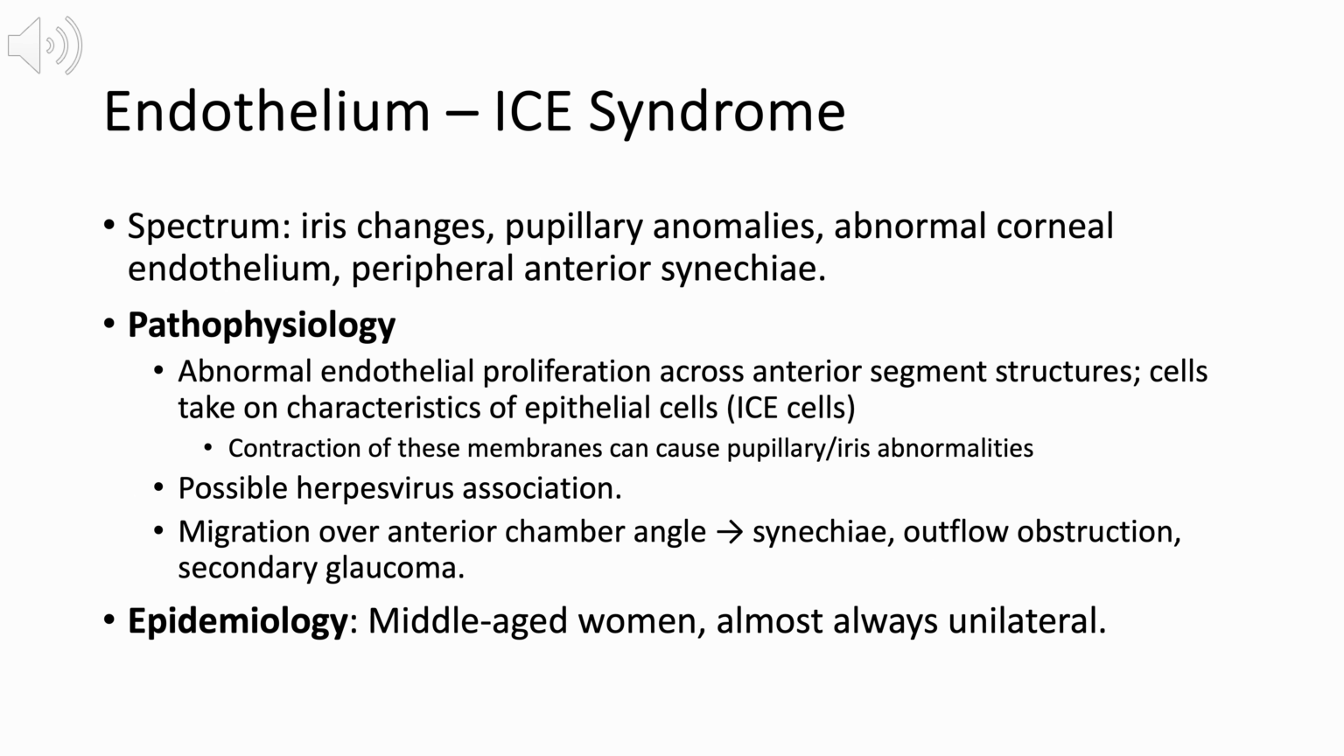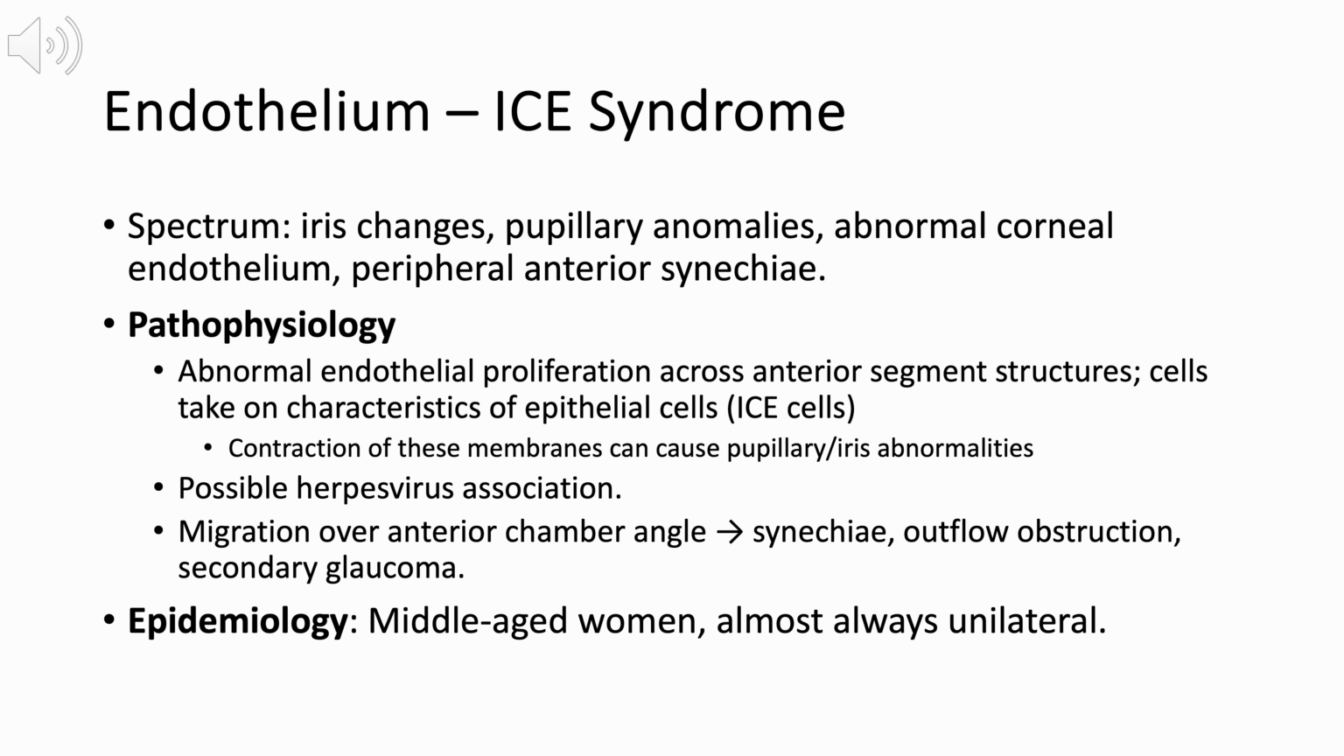Now we turn to ICE syndrome, which represents a spectrum of findings including iris changes, pupillary anomalies, abnormal corneal endothelium, and peripheral anterior synechia. From a pathophysiologic standpoint, there is abnormal endothelial proliferation across anterior segment structures. These cells acquire characteristics of epithelial cells referred to as ICE cells. Contraction of these abnormal membranes can lead to pupillary and iris abnormalities. There may also be an association with herpes virus infection.